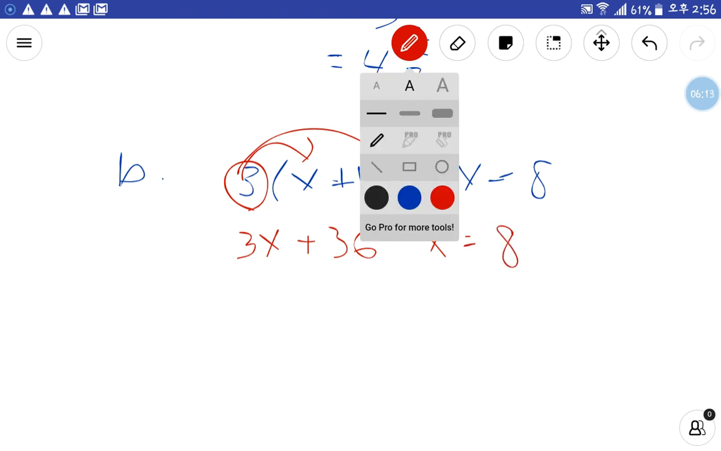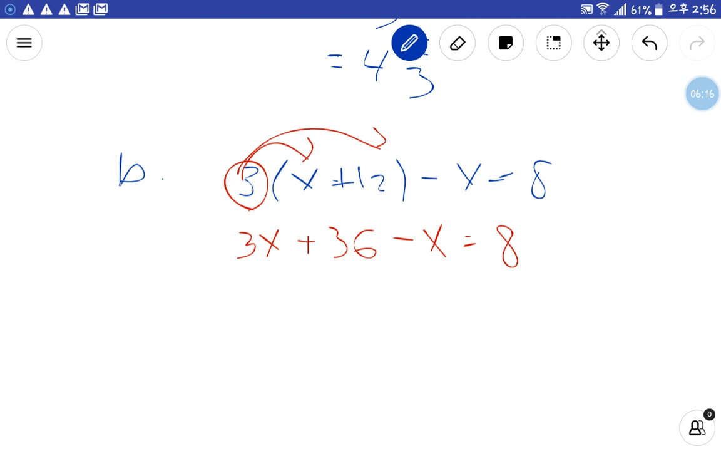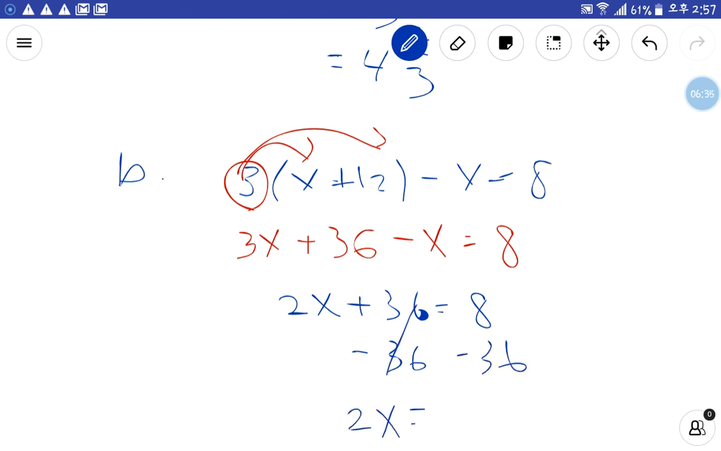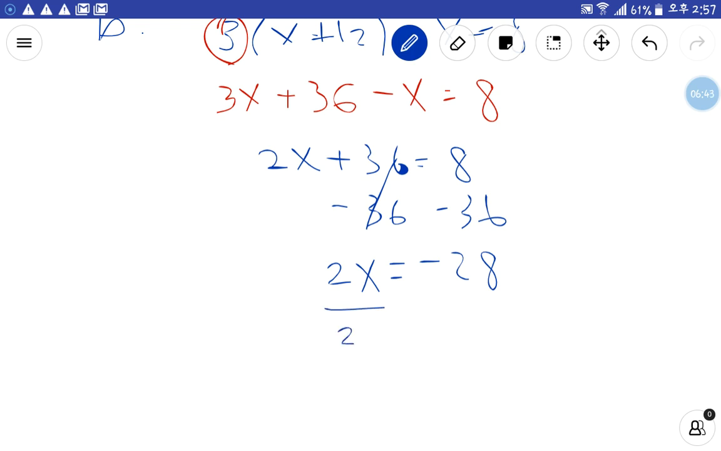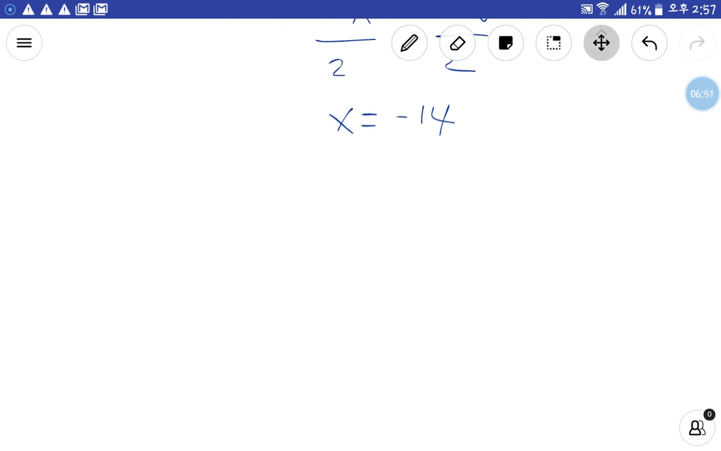Now what? 3x minus 8x, those are like terms. You need to combine them. That would be negative 5x plus 36 equals 8. And now what? Minus 36 on each side. Then negative 5x equals negative 28. Now, how can I finish this equation? Divide by negative 5, and your x would be what? Please look at the key concept on page 358.